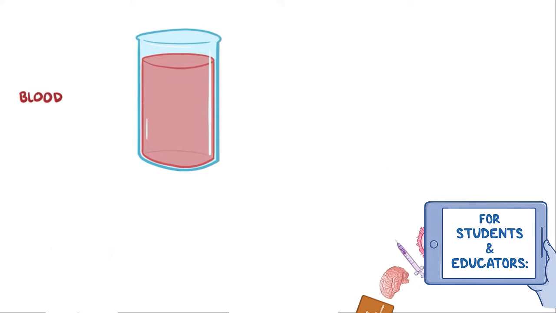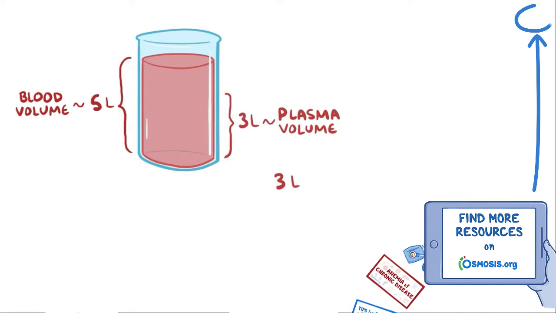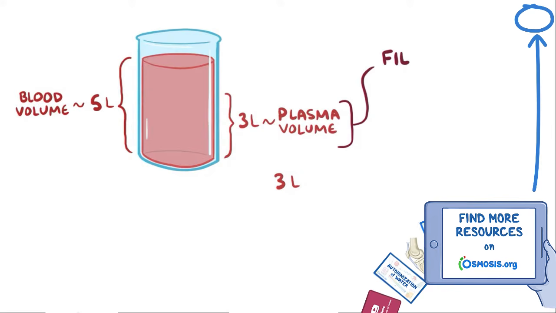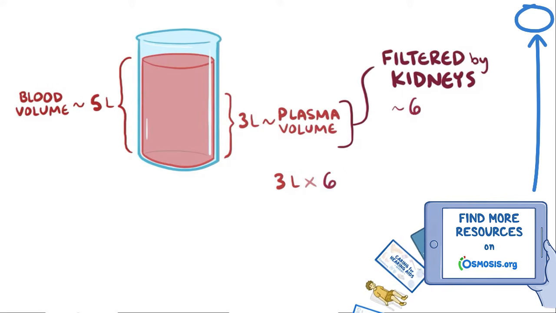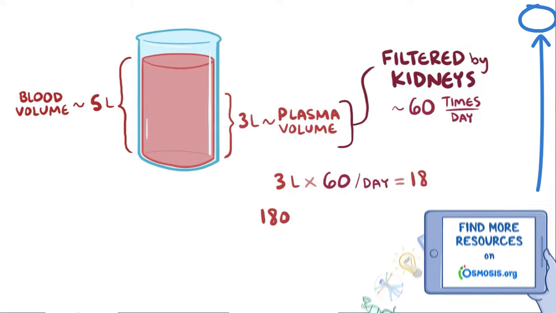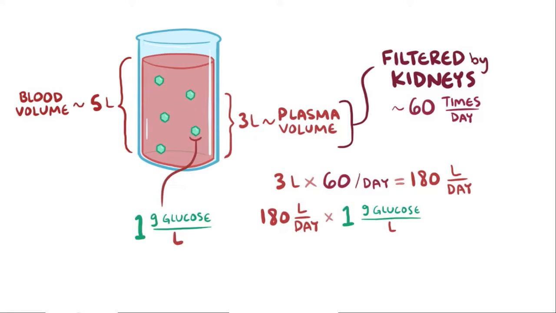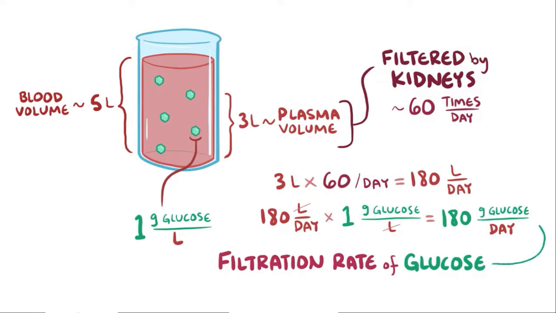Now, the entire blood volume is about 5 liters, and the plasma volume is about 3 liters of that. The kidneys filter the entire plasma volume 60 times a day, which means that our kidneys filter approximately 180 liters of plasma each day. If each liter of plasma has about 1 gram of glucose, this means that about 180 grams of glucose get filtered by the kidneys every single day. And that's known as the filtration rate of glucose.